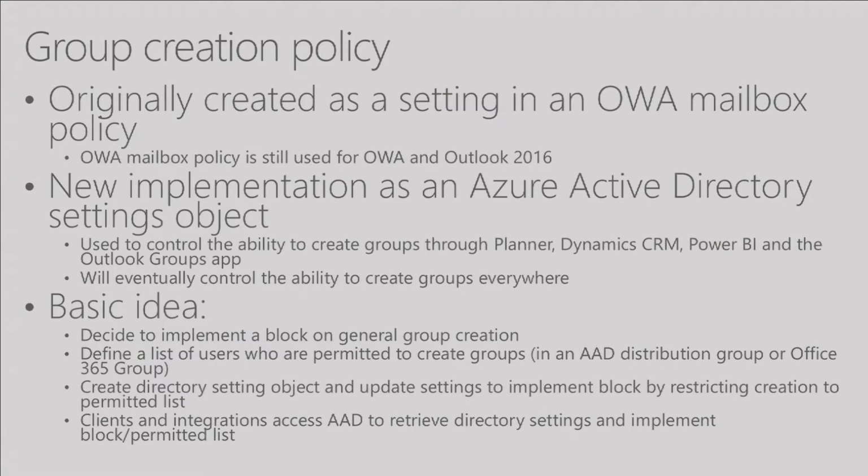PowerShell and AAD, oh, what a combination. Anyway, so the basic idea is you create this policy in the form of a directory settings object. And part of the properties for that object points to a group, another group. It can be a distribution group, it can be an Office 365 group, or it can be a security group. And the members of that group are the only people that are going to be allowed to create new groups. Sounds pretty straightforward, doesn't it?